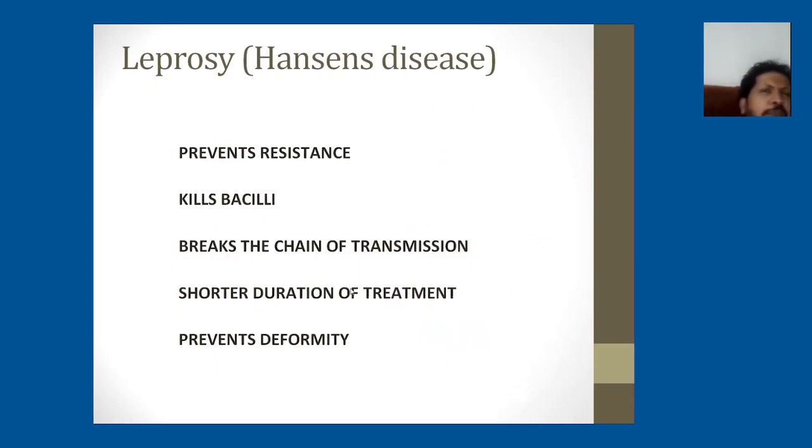Right? So we give a drug treatment. We give a combination of drugs to prevent resistance, just like in Mycobacterium tuberculosis, and to break the chain of transmission and to shorten the duration of treatment. Usually we treat anywhere between 6 months to 1 year, rarely up to 2 years.